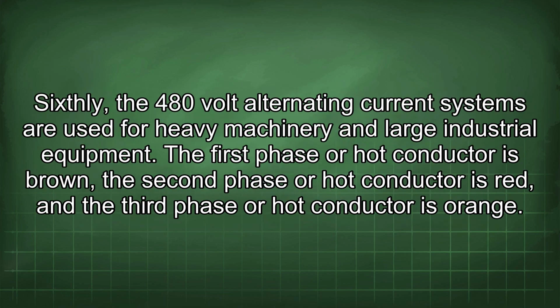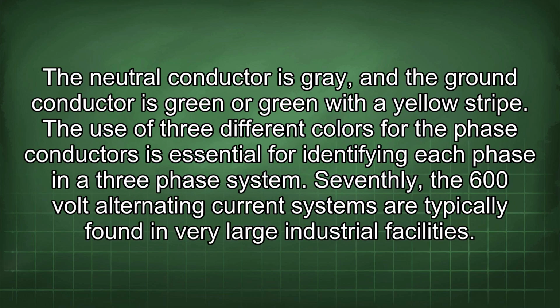Sixthly, the 480-volt alternating current systems are used for heavy machinery and large industrial equipment. The first phase or hot conductor is brown, the second phase or hot conductor is red, and the third phase or hot conductor is orange. The neutral conductor is gray, and the ground conductor is green or green with a yellow stripe. The use of 3 different colors for the phase conductors is essential for identifying each phase in a 3-phase system.